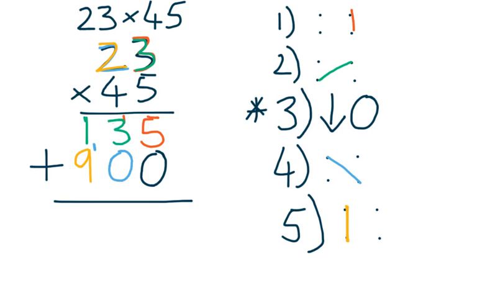So to finish our calculation off, we do 5 add 0, which gives us 5. We then do 3 add 0, which gives us 3. And then we do 1 add 9, which gives us 10. Normally we would regroup the 1, but because there's no column here, we will just create one. So our answer, our product to 23 times 45, is 1035.